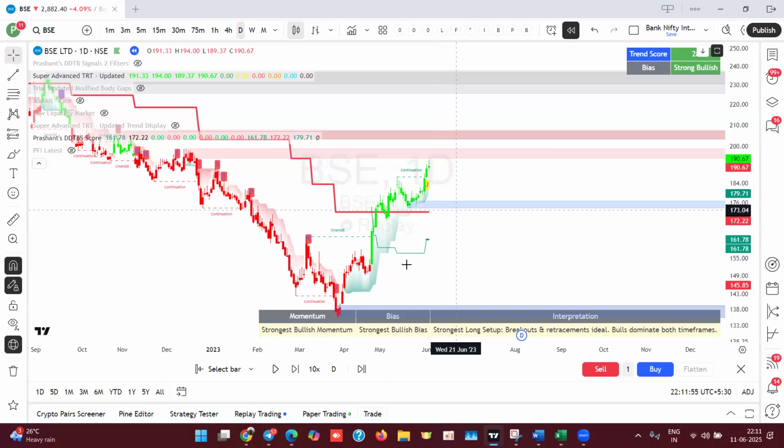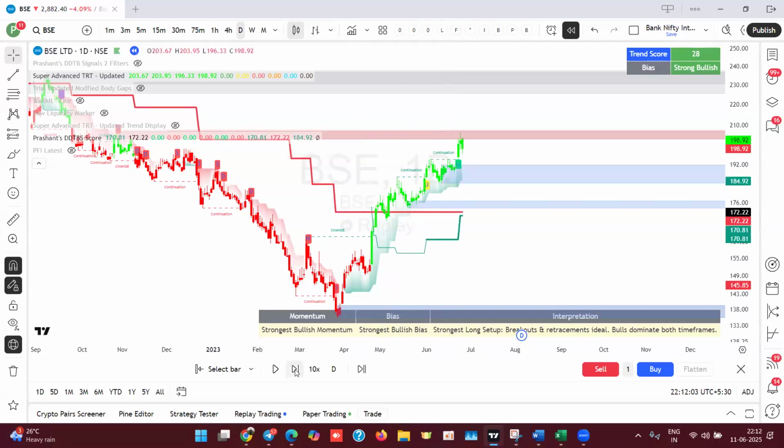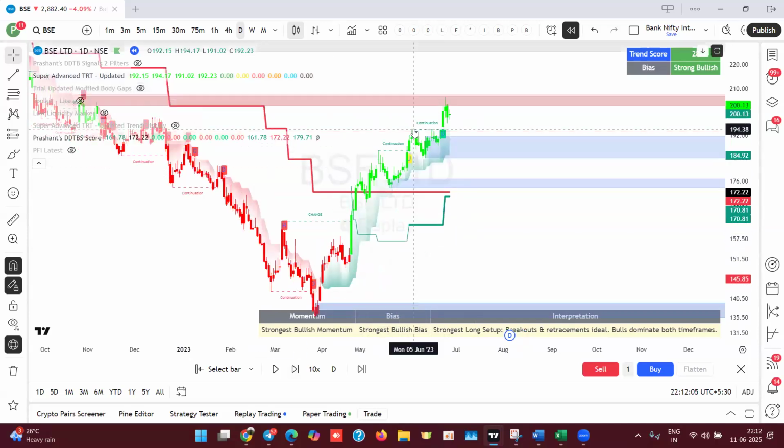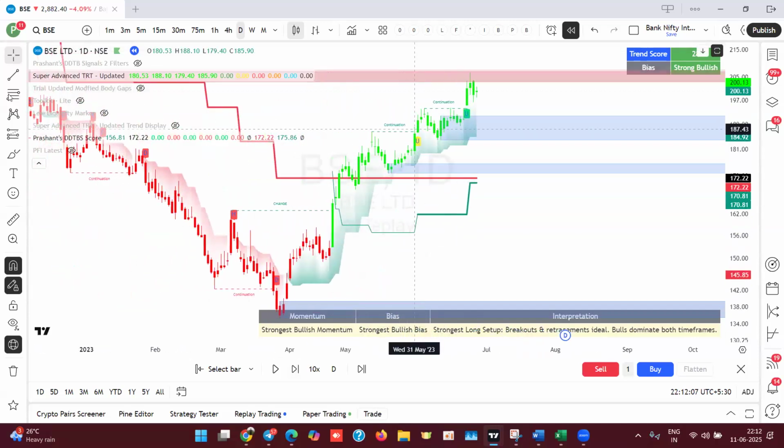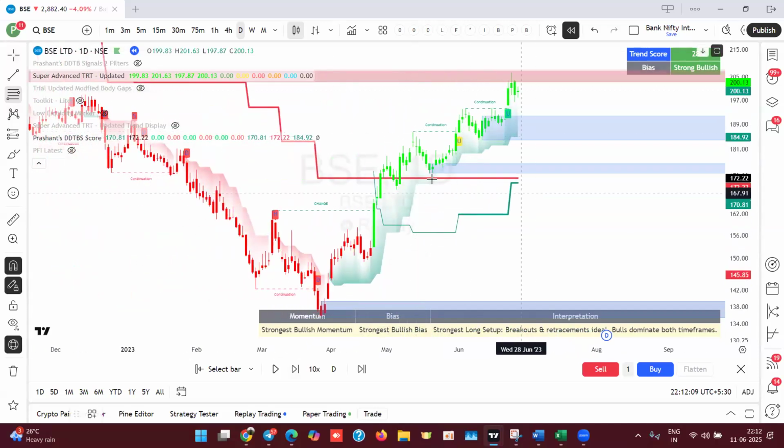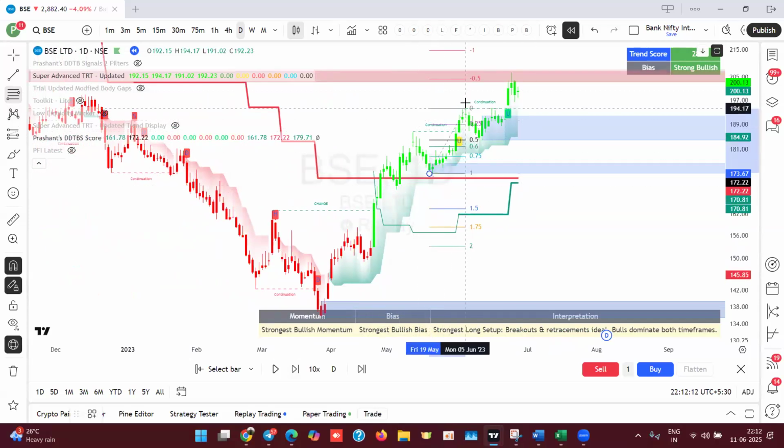It may not come for retracement. It may come for retracement. So what happened here? It gave retracement and new breakout. So do we have a retracement entry? How will we decide? From this low to this high.